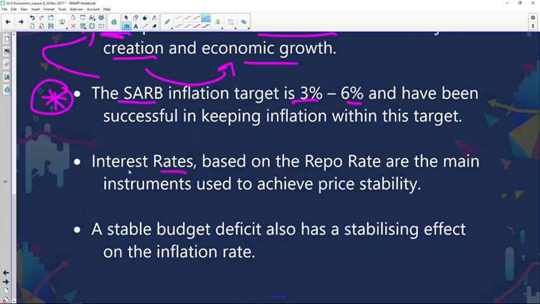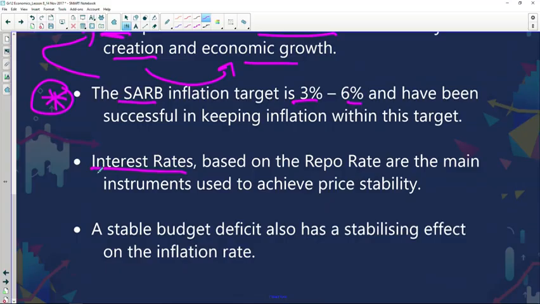Now we come to interest rates. So we know that if you take out a loan from a commercial bank, you will be charged an interest rate. And then also banks approach the South African Reserve Bank for loans or money, and therefore they get charged what we call a repo rate.